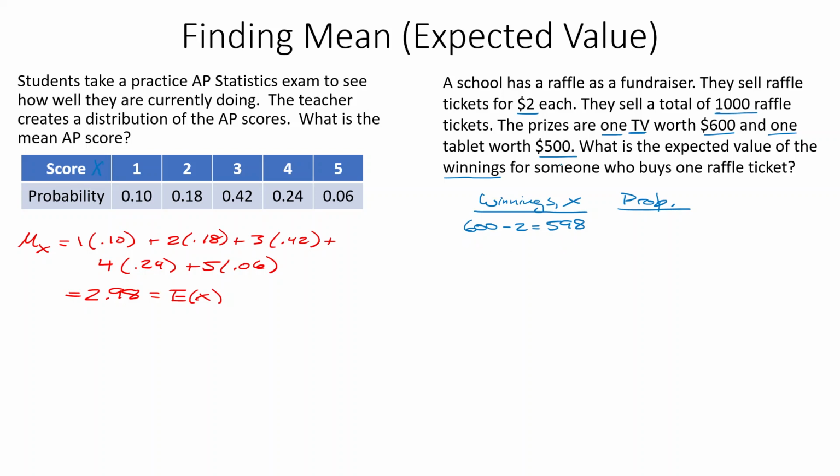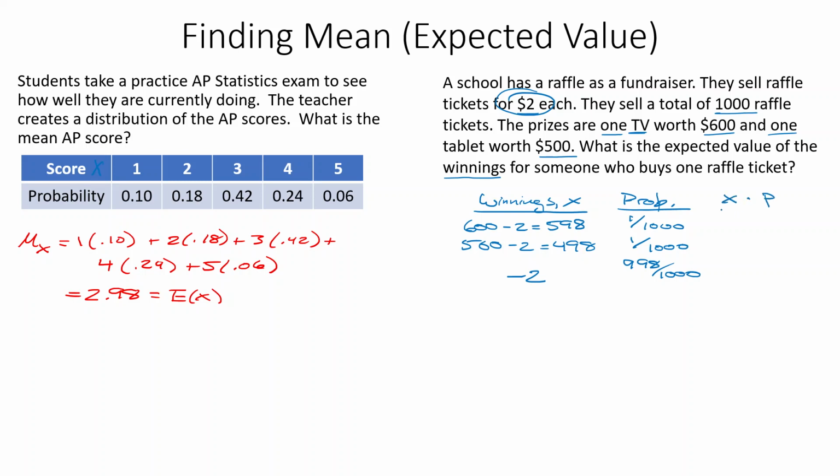Next thing that could happen is we could win the tablet. So it'd be 500 minus the $2 that we paid to play, so it'd be $498. The other thing that could happen is we don't win. All right? And if we don't win, we still paid $2 to play. So we're down $2. So one person out of 1,000 wins the TV. One person out of 1,000 wins the tablet. Everybody else, 998 people out of 1,000, lose $2.